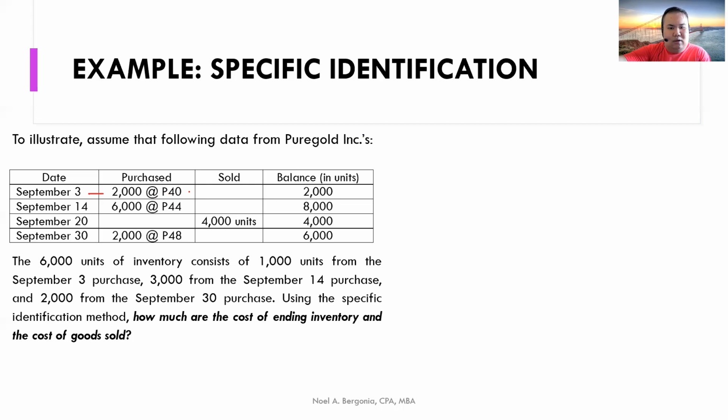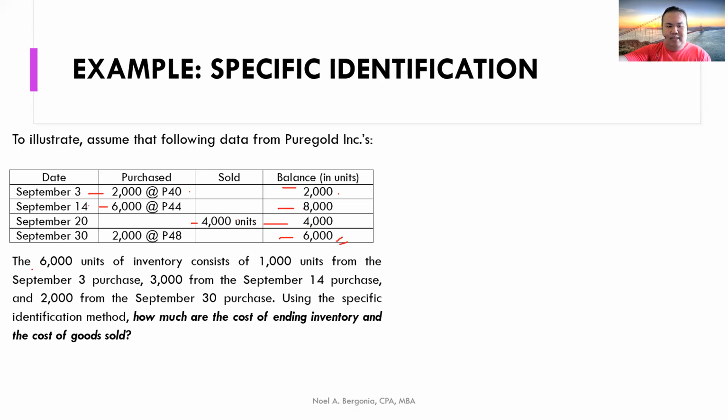Okay, so we have a balance of 2,000 units on that case. On September 16, meron tayong 6,000 at 44. Okay, 8,000 na yung units natin kasi 2,000 on September 3 plus 6,000 purchased. And then on September 20, nagbenta po tayo ng 4,000. Okay, so 8,000 minus 4,000. So it means that we have the remaining balance after the sale na 4,000 units. And then on September 30, we have 2,000 units being purchased at 48 pesos, then that would be at 6,000 na balance. Okay, so if you will be asked, ilang inventory pa po ba yung natitira natin at the end of the accounting period on September, that's actually 6,000 since running balance naman yan.